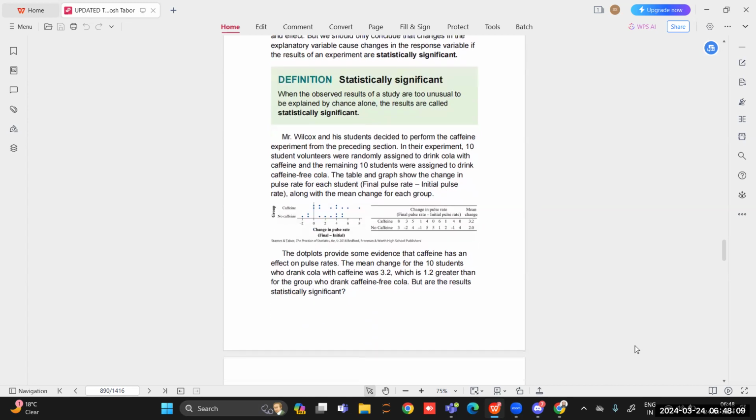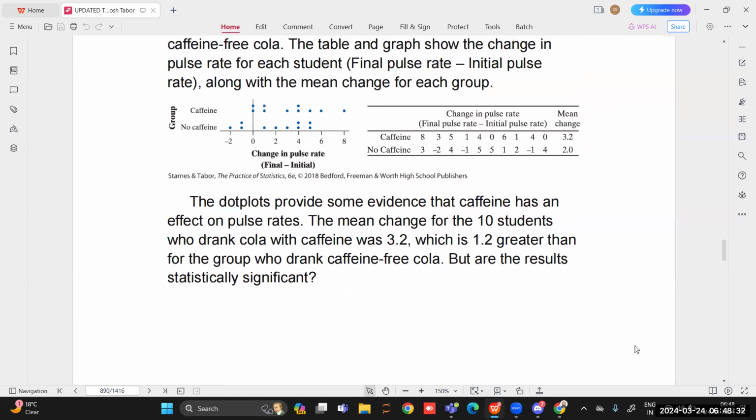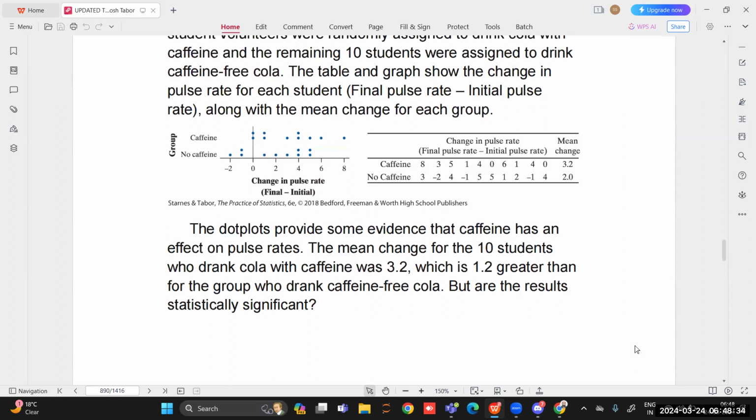So Mr. Wilcox and his students decided to perform the caffeine experiment from the preceding section. In their experiment, 10 student volunteers were randomly assigned to drink cola with caffeine, and the remaining 10 students were assigned to drink caffeine-free cola. The table and graph show the change in the pulse rate for each student, final pulse rate minus initial pulse rate, along with the mean change for each group.